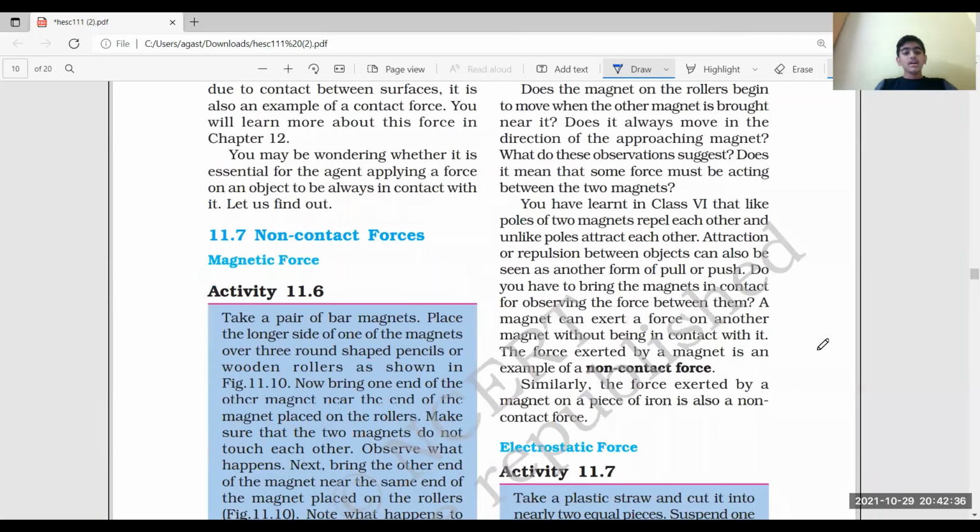And in non-contact forces, by the name we understand that the force which is resulted, even if the agent and the object are not in contact with each other. The magnetic forces, we know that unlike poles attract each other, like poles repel each other. This attraction and repulsion, what are these? These are an example of push or pull. A force exerted. Now, what is this? It's a magnetic force. Magnetic force is a type of non-contact force.